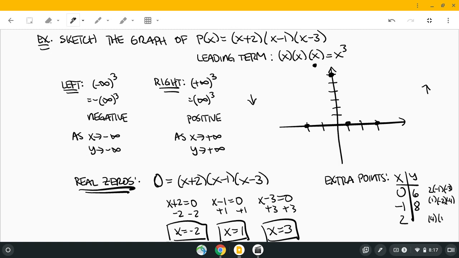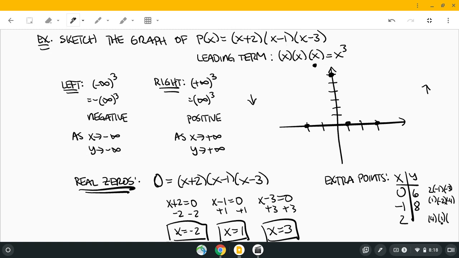2 minus 1 is 1. And 2 minus 3. All I'm doing, if you're wondering, is taking these x values and plugging them in here. So with the negative 1, I plugged in negative 1. Negative 1 plus 2 is 1. Negative 1 minus 1 is negative 2. Negative 1 minus 3 is negative 4. And then I multiplied them and got 8. Now I'm doing the same thing with 2. I plug in 2 over here. 2 plus 2 is 4. That's how I got this.